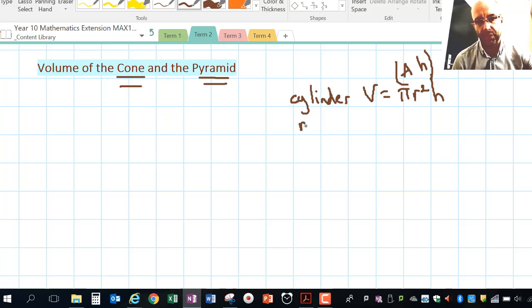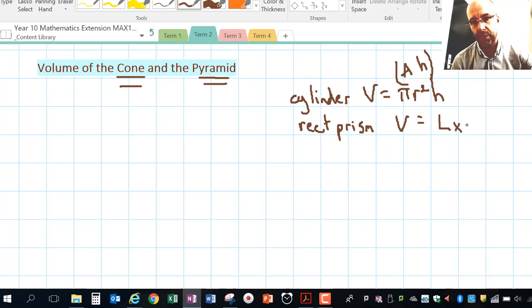And for a rectangular prism, volume is length by width by height, which of course is also A times h, because the length by width is the area of the base. On this one, pi r squared was the area of the base. And we're going to look at the relationship of those two formulas with these bad boys over here.